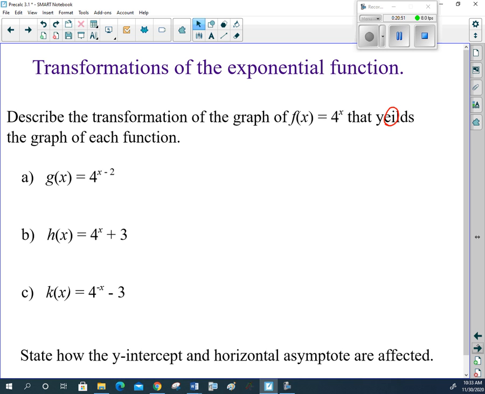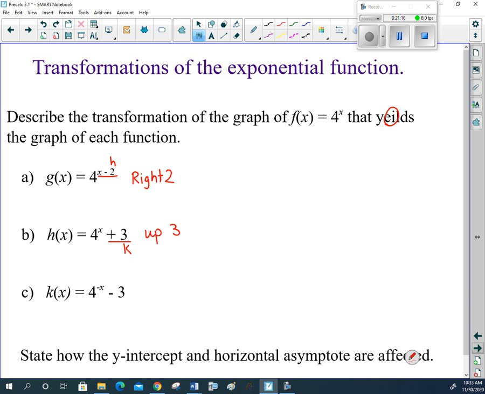g of x equals 4 to the x minus 2. So same base. This is my h right here. So right here I'm going x minus 2, so that's going to go right 2. It's just going to take that exponential function and move it right 2. Here we have a plus 3 on the back end, so that's like your k. So that's going to go up 3.